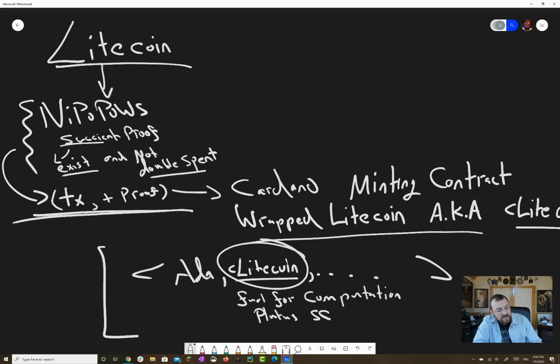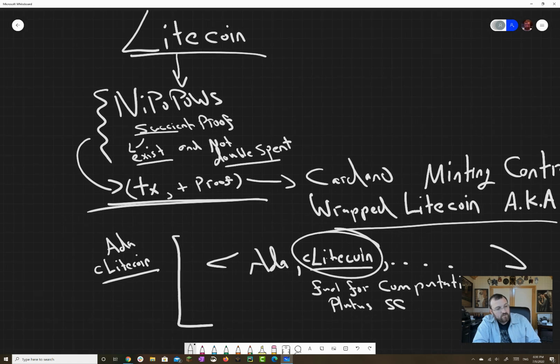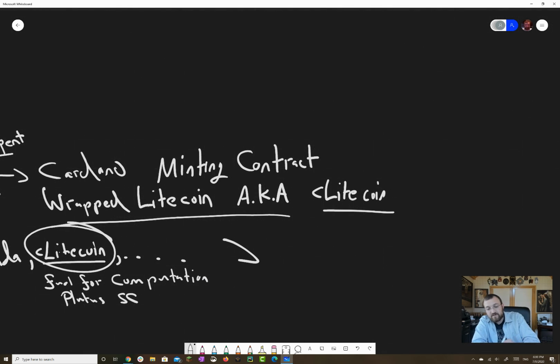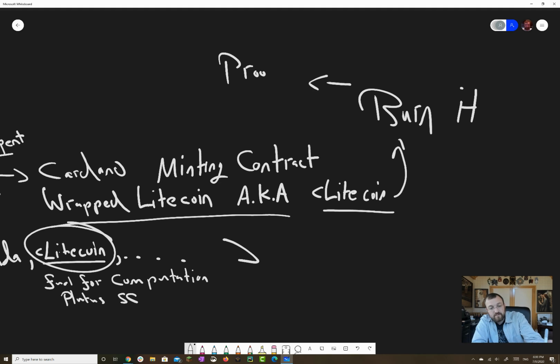So when they get their staking rewards, they'll get ADA rewards, and they'll also get C Litecoin, which is redeemable for Litecoin because you can send it back. How do you do that? You take your C Litecoin and you burn it, for example, so you destroy it, and then this gives you a proof to redeem on Litecoin.